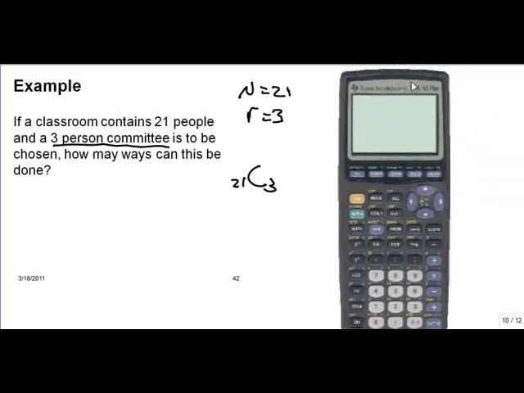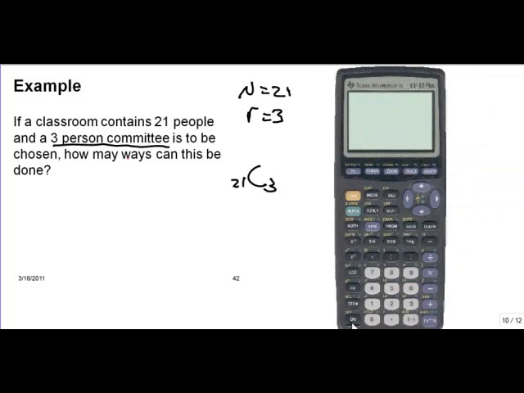So rather than doing this one by hand, let's take a look at how we can use our technology to assist us. So for 21 choose 3, again, we'll go 21, and then we go math, and then over here to the PRB, and notice menu option 3 is nCr, and now we can put a 3 in here and press enter, and notice that there are 1,330 ways to do this.